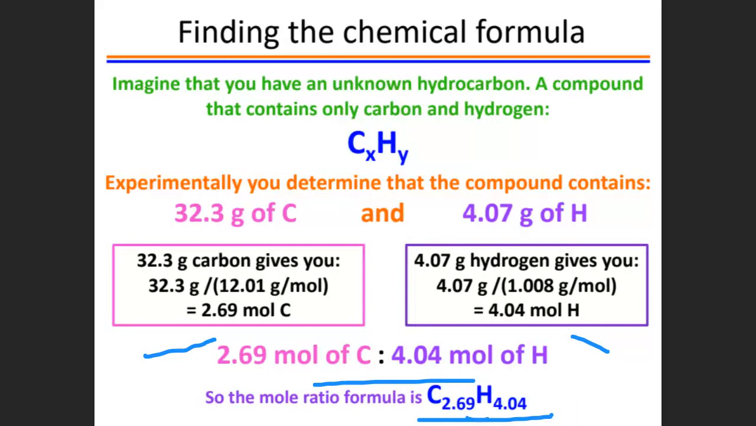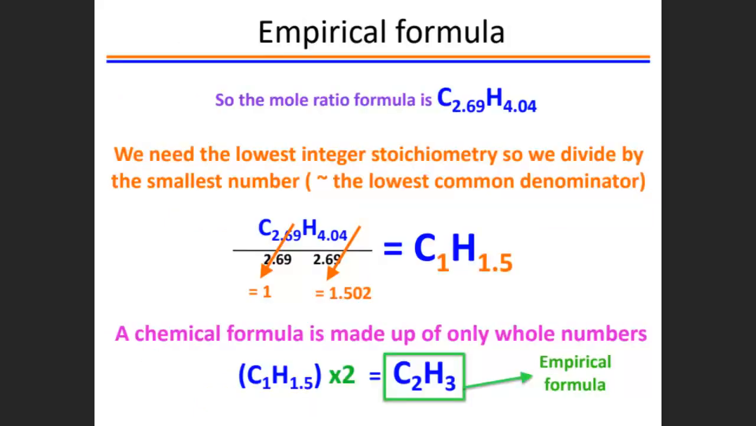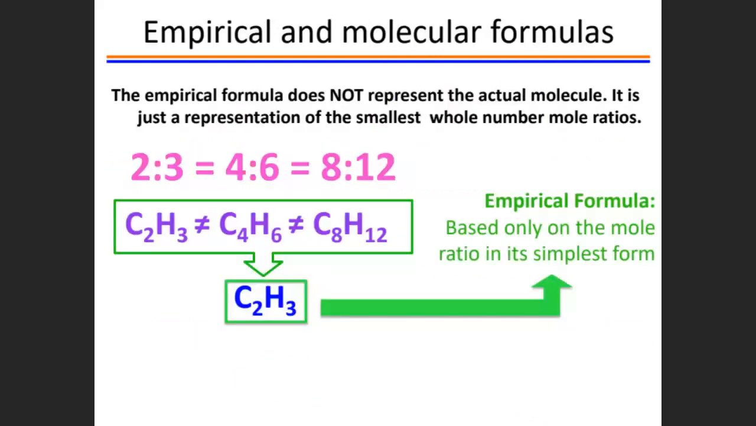But yes, they will tell you. This is just the beginning slide. So the mole ratio formula is here. We have to make whole numbers, so they did it like that. So the chemical formula is made up of only whole numbers, C2H3. This is our empirical formula. The empirical formula does not represent the actual molecule. It is just a representation of the smallest whole number ratio. That's the same thing we learned.